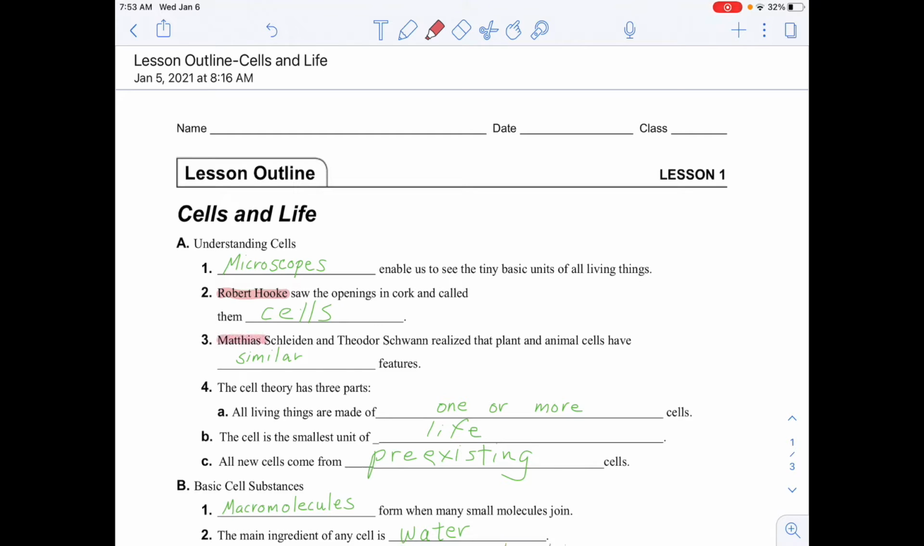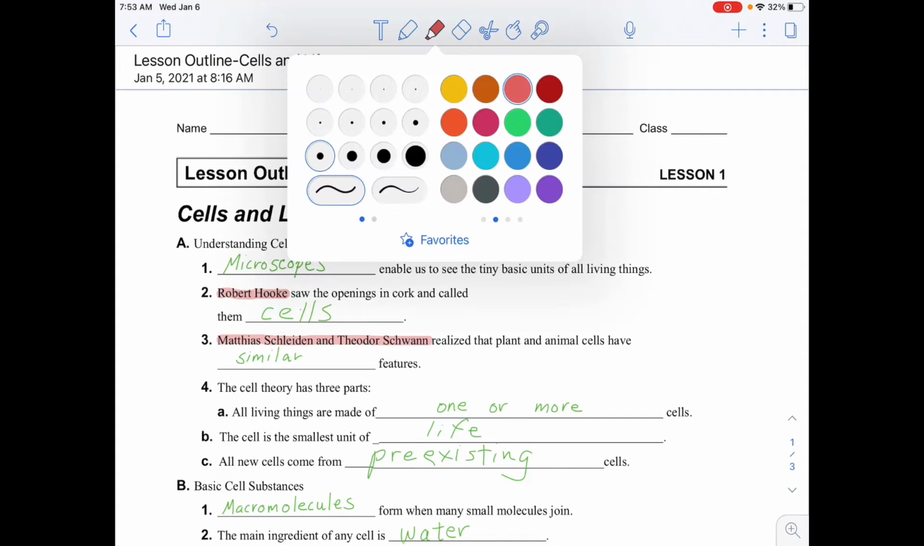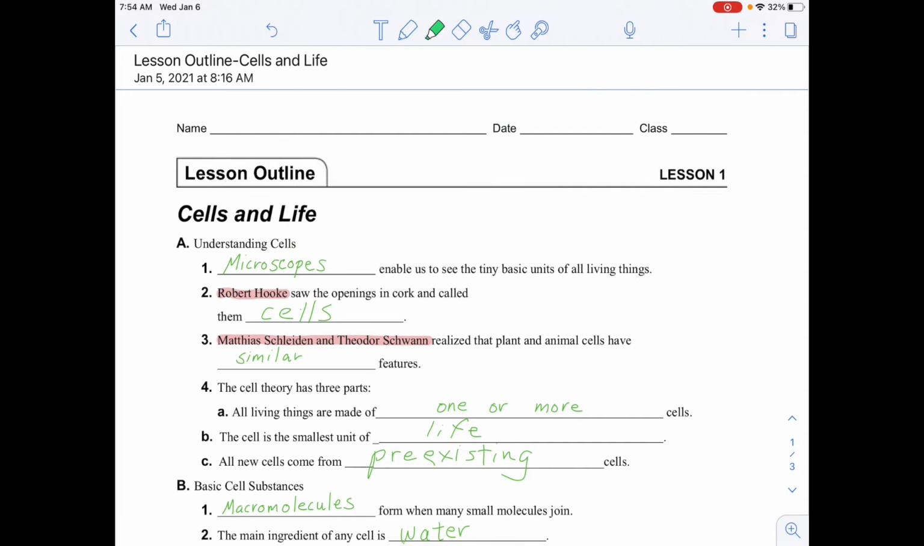Important to remember those three scientists were the ones that were important in developing the cell theory. Number 4, the cell theory has three main parts. All living things are made of one or more cells. The cell is the smallest unit of life, and all new cells come from pre-existing cells. I would also highlight that. That's going to be an important point as we're learning more about cells, is that the cell theory states that all three of those things are true. You may want to just highlight the whole thing.